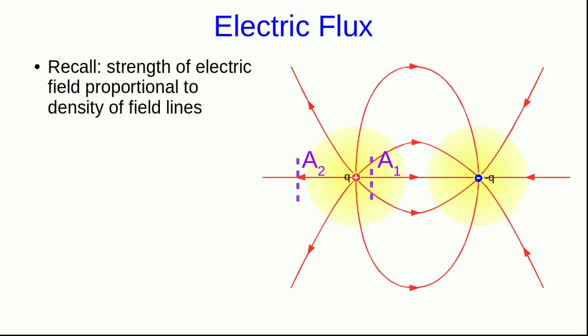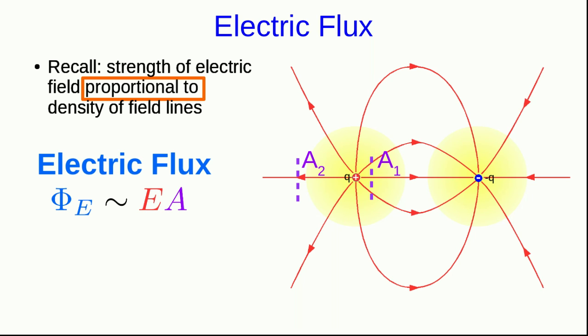If I divide the number of lines coming out of or into each charge by 3, now the number of lines through A1, the flux through A1, is only 3. And the flux through A2 is now 1. But they've both decreased by the same factor. So it's important to remember that it's proportional to, because the number of lines itself is arbitrary.